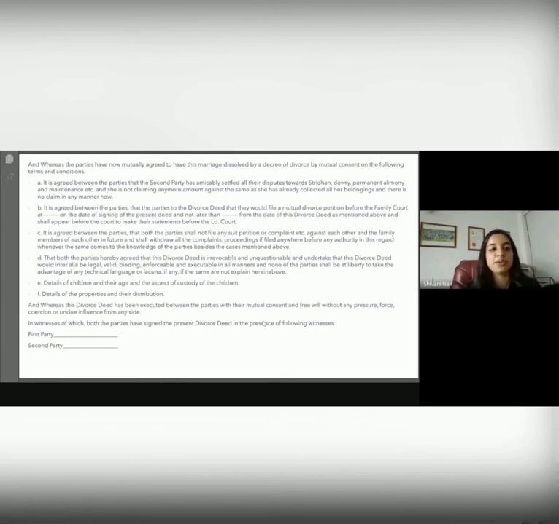According to this draft, it would be: one, that it is agreed between the parties that the second party has amicably settled all their disputes towards Stridhan, dowry, permanent alimony, maintenance, etc., and she is not claiming any more amount against the same, as she has already collected all her belongings and there is no claim in any manner now.